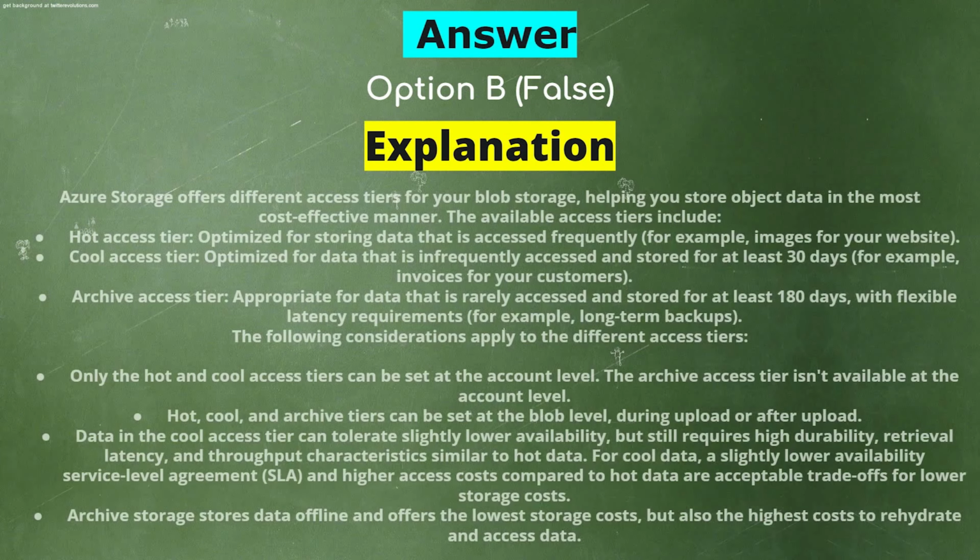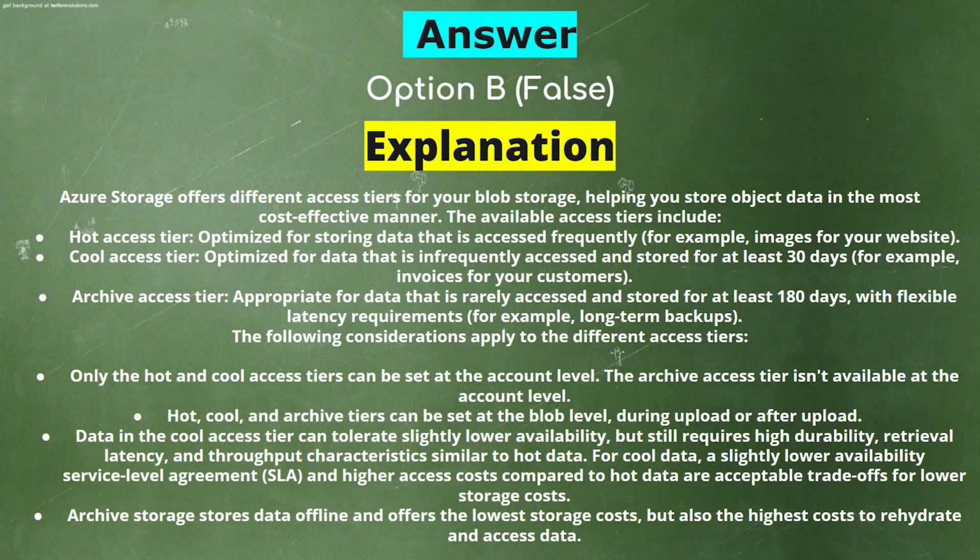Explanation. Azure Storage offers different access tiers for your blob storage, helping you store object data in the most cost-effective manner. The available access tiers include Hot Access Tier, optimized for storing data that is accessed frequently, for example, images for your website. Cool Access Tier, optimized for data that is infrequently accessed and stored for at least 30 days, for example, invoices for your customers. Archive Access Tier, appropriate for data that is rarely accessed and stored for at least 180 days with flexible latency requirements, for example, long-term backups.